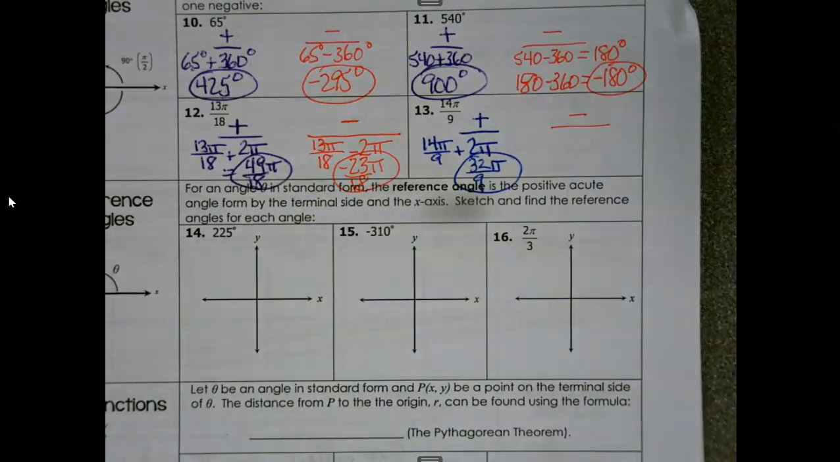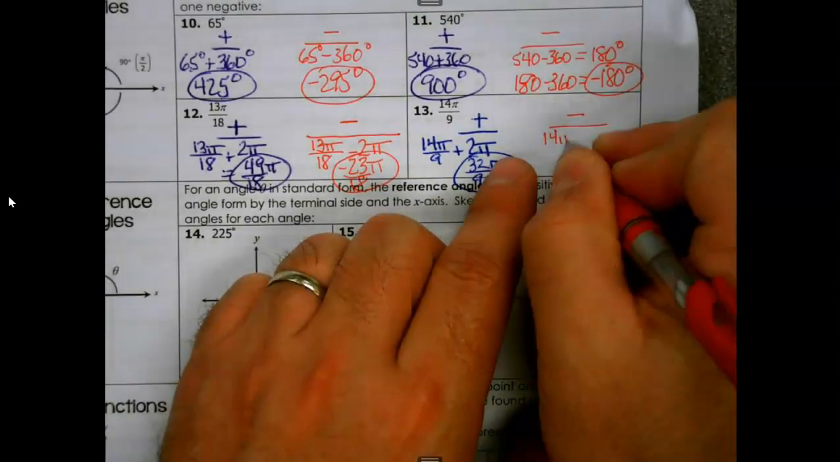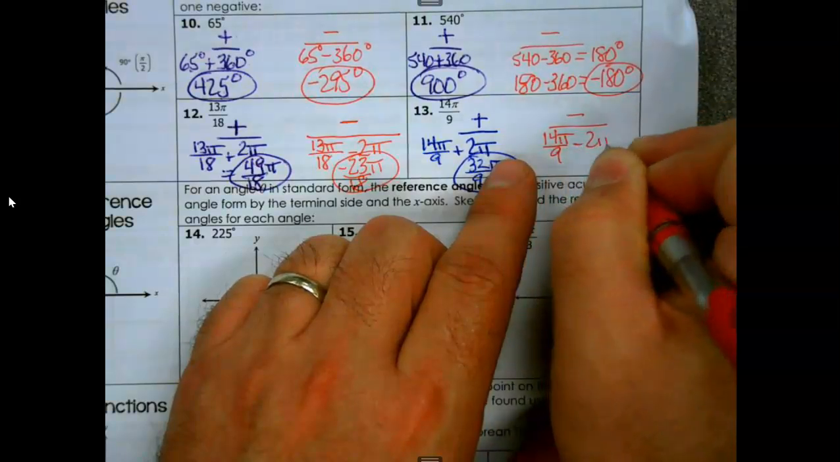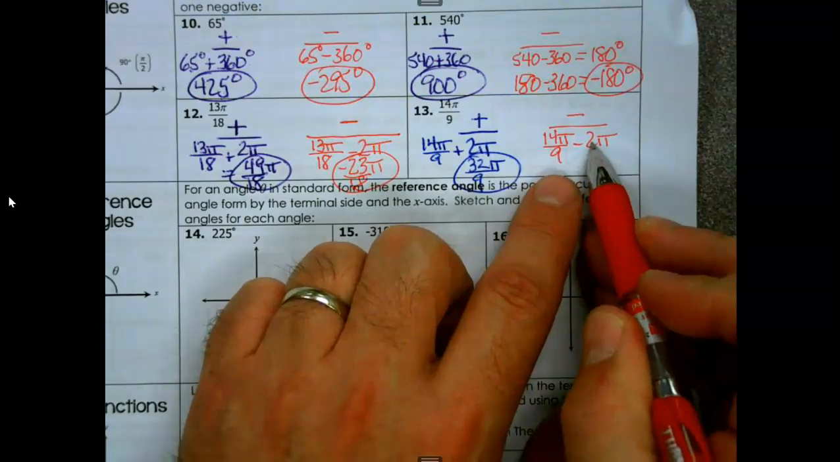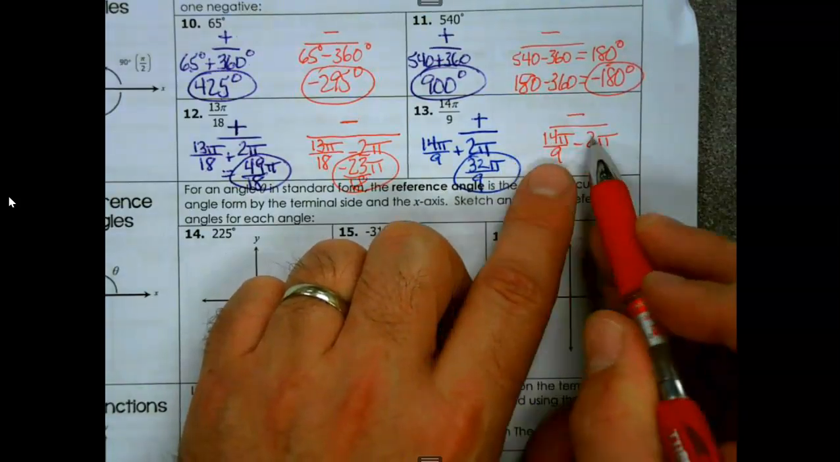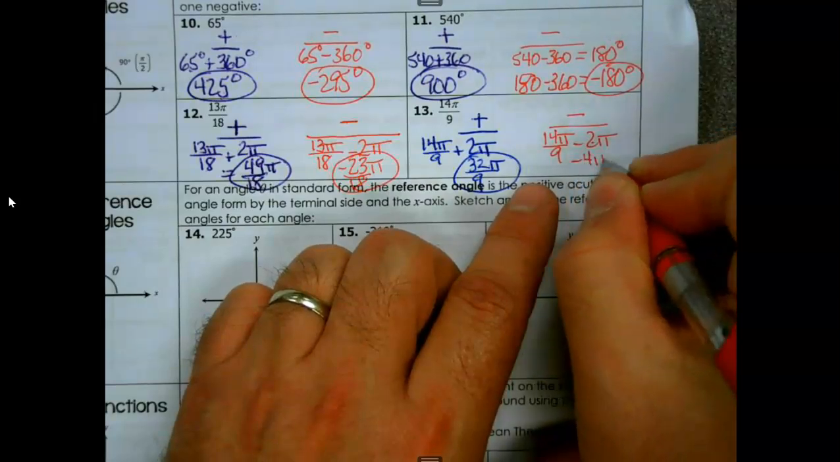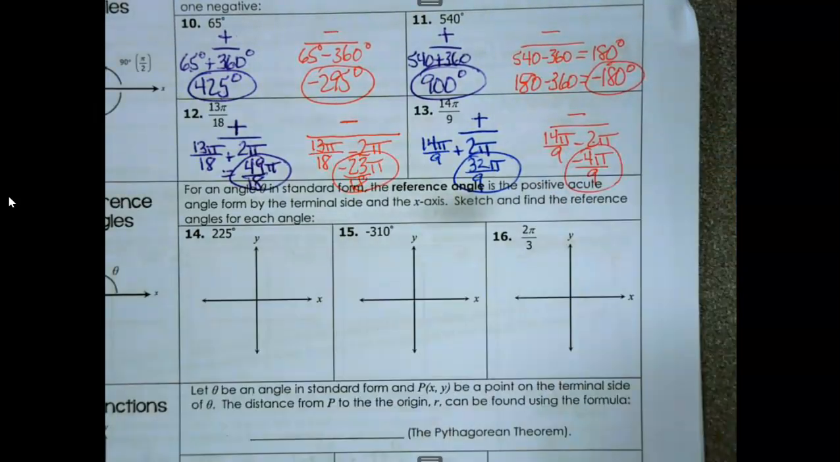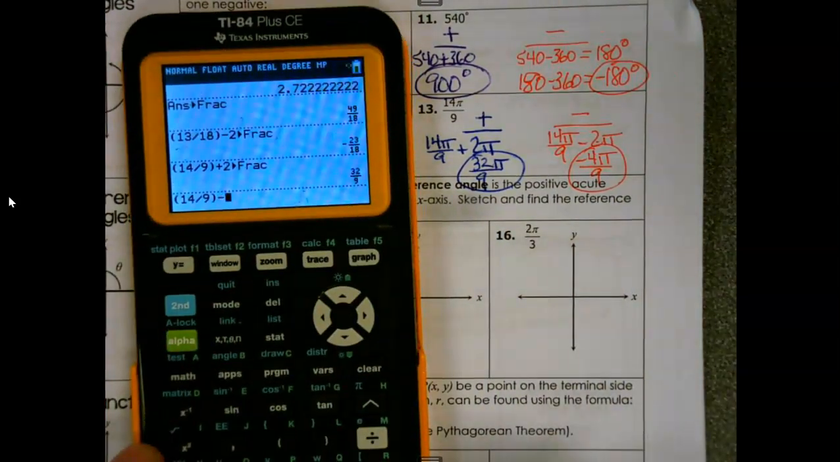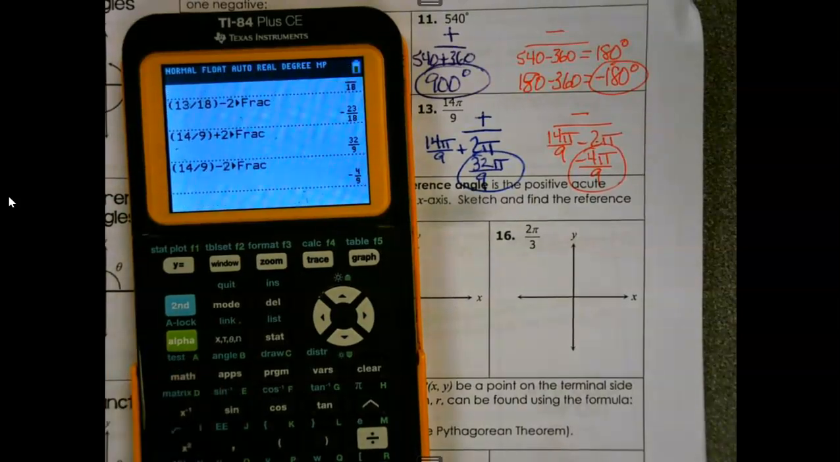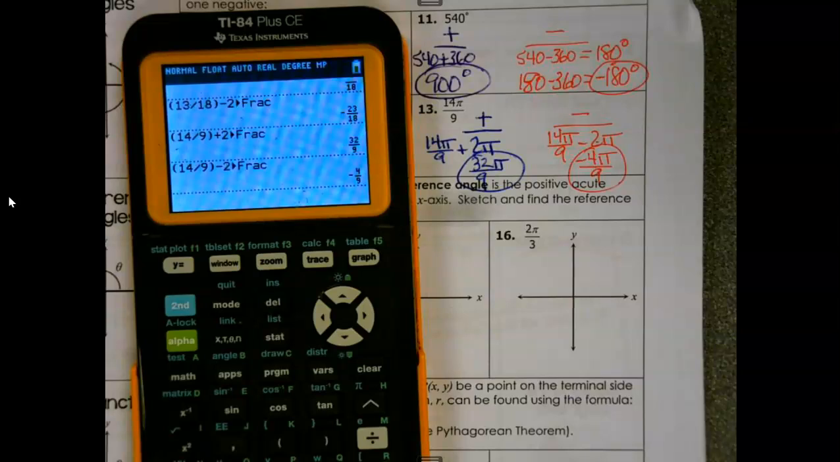Now, subtraction, you have to be a little more careful, but it still works. If I do 14 pi over 9 minus 2 pi, 9 times 2 is 18, but you have to keep it negative. So 14 minus 18 is negative 4. Let's see if it works. 14 divided by 9 minus 2, math, enter, negative 4/9. Yay! So that's where we're cutting things off for today.